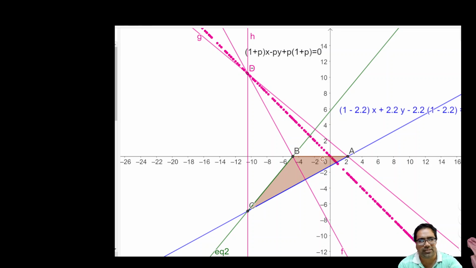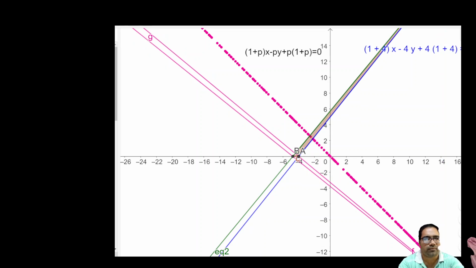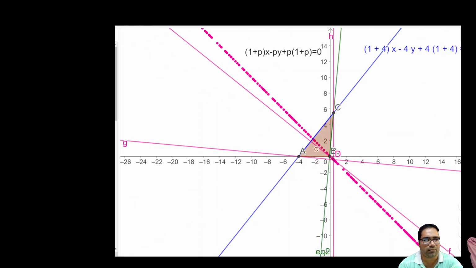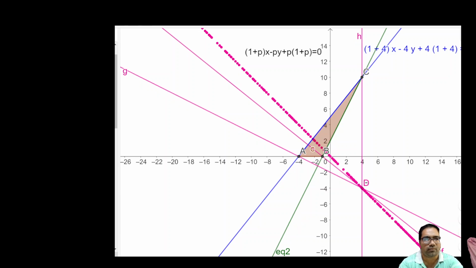Now, while both lines are moving, a triangle is getting formed, right? A triangle is getting formed. Now let us take one simple case where P is equal to... Okay, a sample triangle like this.